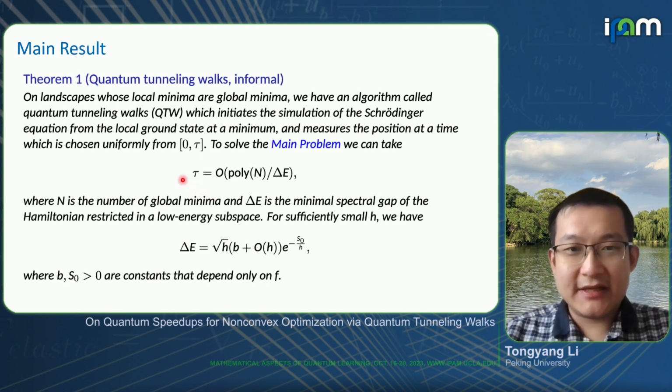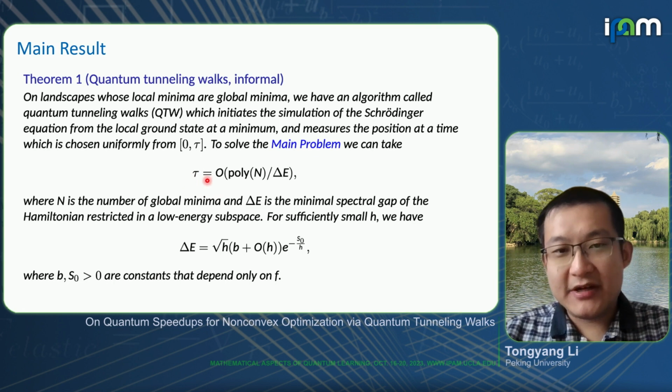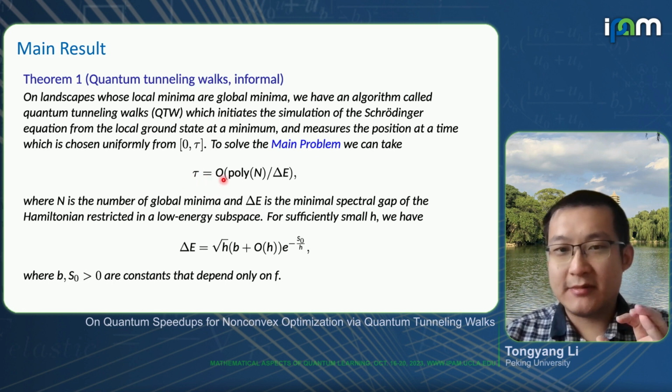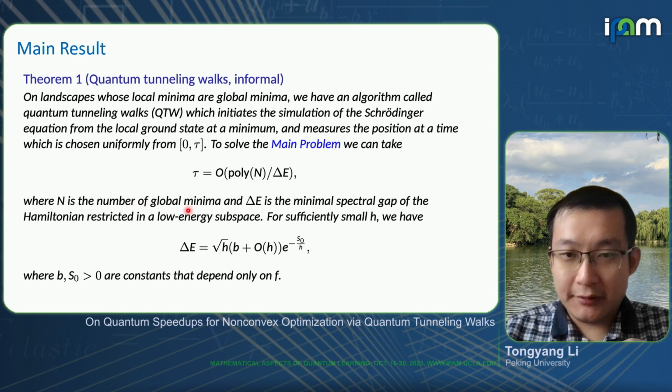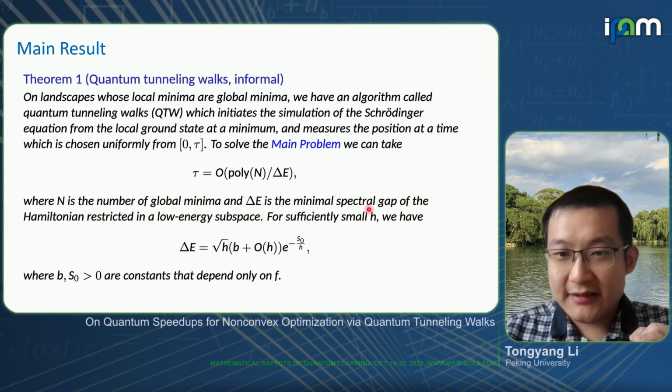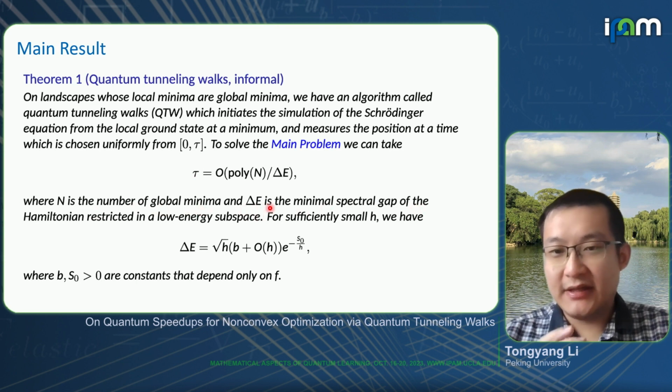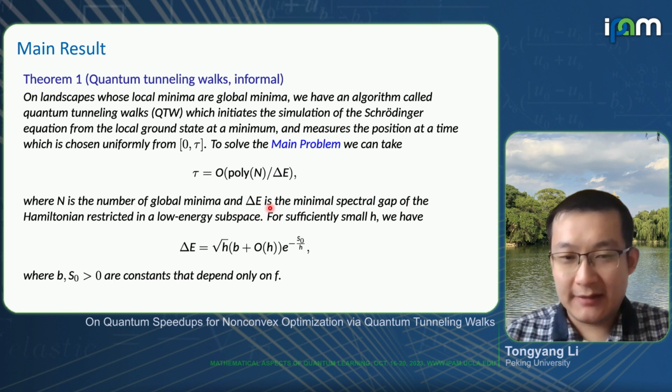So we take this time tau. It should be a polynomial in terms of n. The n here is the number of global minima. And there is another important parameter here, the delta E, which is the minimum spectral gap of the Hamiltonian.